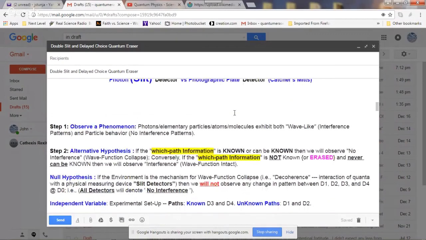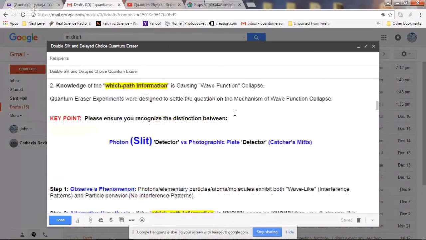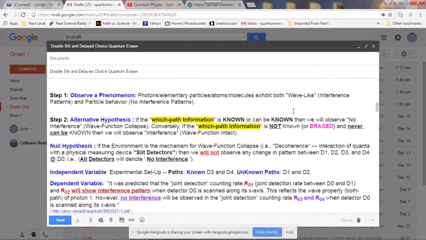So what they did was, to resolve the situation, the quantum eraser experiments were designed to settle the question on the mechanism of wave function collapse. It had to take some time. In fact, it took until the year 2000 before they got enough technology and the wherewithal to do the experiment. So let's go through the scientific method.